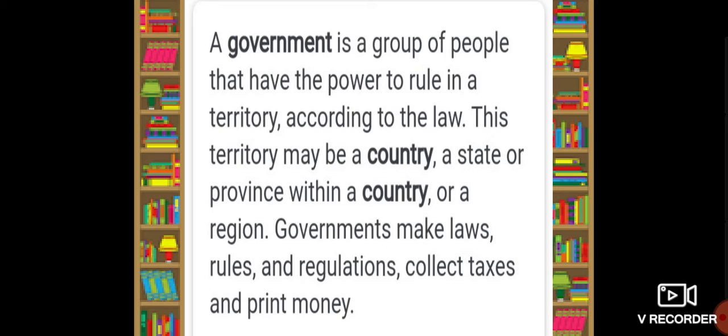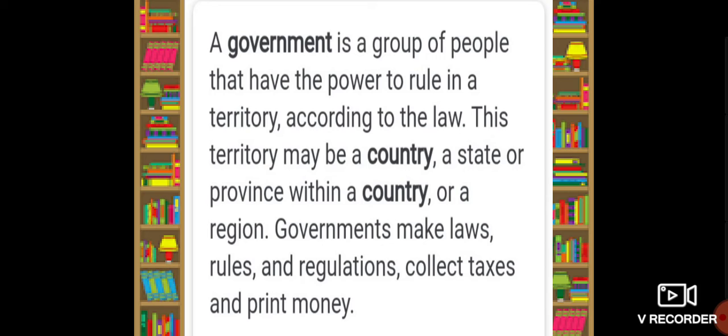Now think about it, every country needs a government. Then what is it? Why do we need government? So government is a group of people where we are living in that particular region, province. Not only about the state but about the whole country. Okay? And that has the power to rule in a territory according to the law.